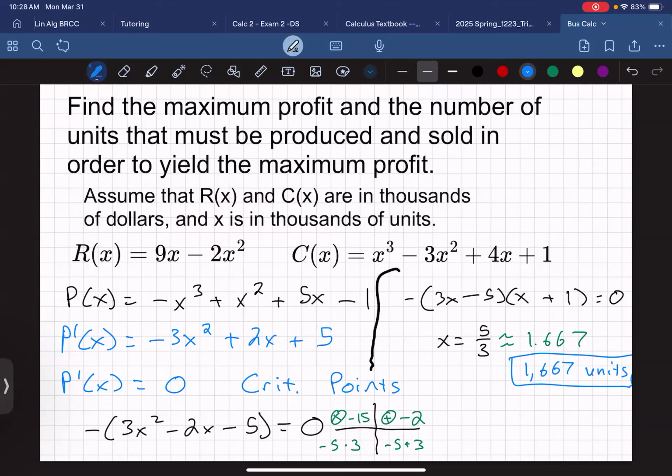Now, the thing that you have to remember to do now, though, is take this value and plug it in. So we want to go find P, not P prime, right? But P of the 5/3. And you could just plug in 1,667 as well. But make sure you have a calculator and you're comfortable with it, especially because we have the x cubed, sorry, with this one.